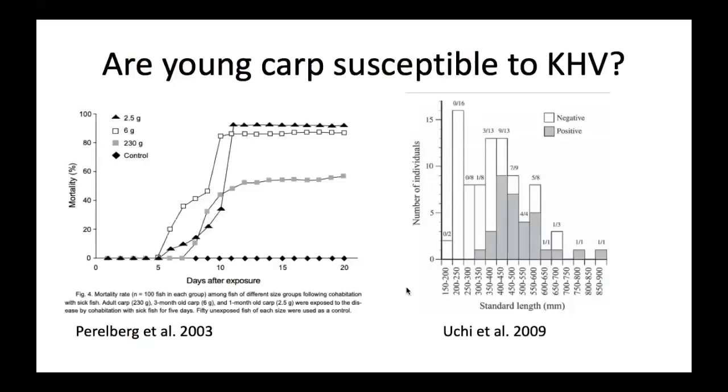And then this study is more of an environmental study. This is the number of individuals that were caught in their survey, and these are the standard length sizes. Positive or negative for KHB are indicated by white for negative and gray for positive scale bars. And what's interesting that you can see here is that these younger fish, basically none of them have the virus.